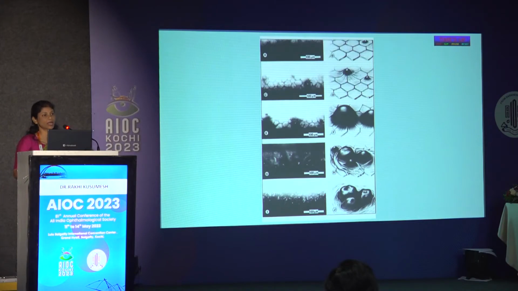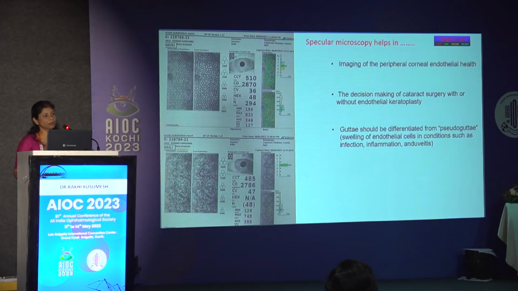But as these Descemet excrescences grow with time, they actually cause damage to the overlying endothelial cells as well as the adjoining cells. And at this time, the patient may start developing some corneal complaints. So specular microscopy actually helps in imaging the peripheral corneal endothelial health in Fuchs dystrophy. It is very important in decision making for cataract surgery with or without endothelial keratoplasty. And in these cases, it should be differentiated from pseudoguttata, which usually presents in infection or inflammatory cases where the endothelial cells get swollen.